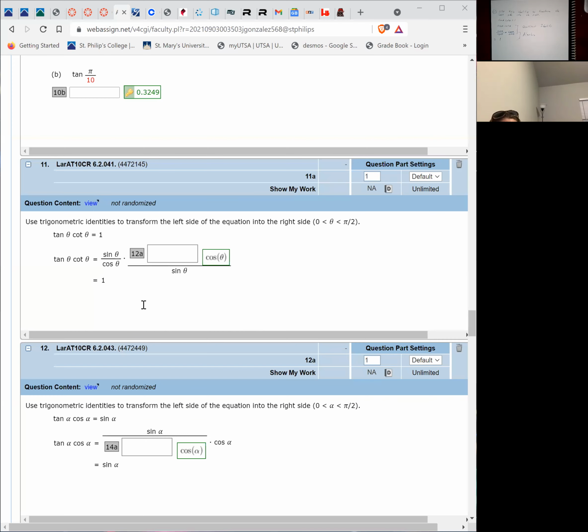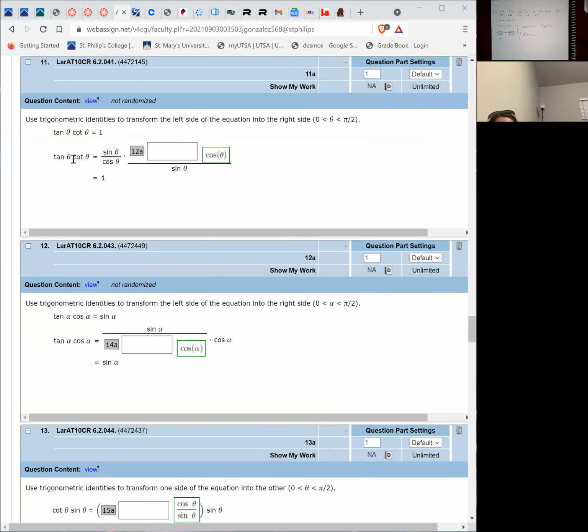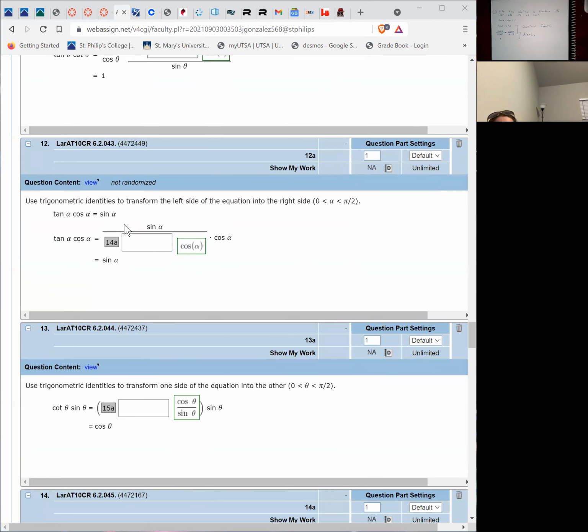What they want you to do on paper is a little easier, but here they want you to actually plug in the first step. They tell you that this is sine over cosine, and they want you to plug in what this is going to be, because cotangent is cosine over sine, like we wrote on the paper. They want to see if you know what the identity is. Over here, same deal. You have tangent times cosine, so they have you change the tangent to sine over cosine. That's the answer there, and this cosine is right here. Then you show the cancellation and you end up with just sine.